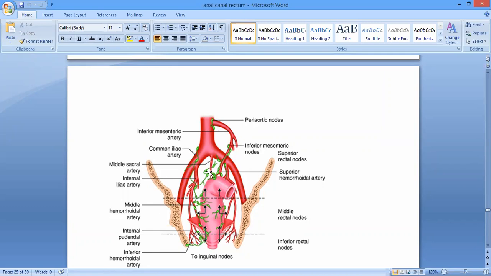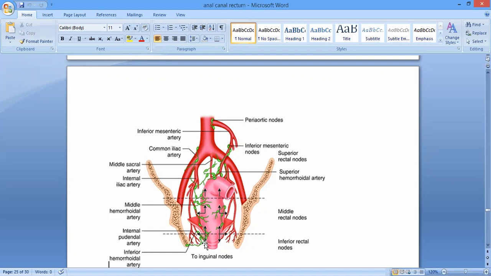Superior rectal artery. It was coming from the inferior mesenteric artery. Inferior mesenteric artery through the superior rectal artery, right? The superior rectal artery, so the pararectal lymph nodes are going to drain into the inferior mesenteric lymph nodes.